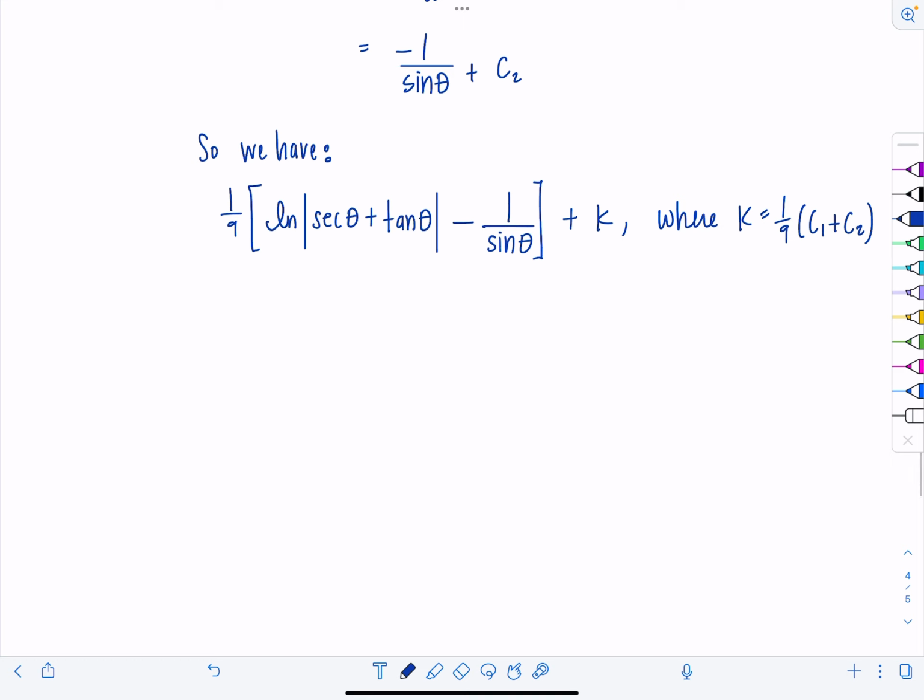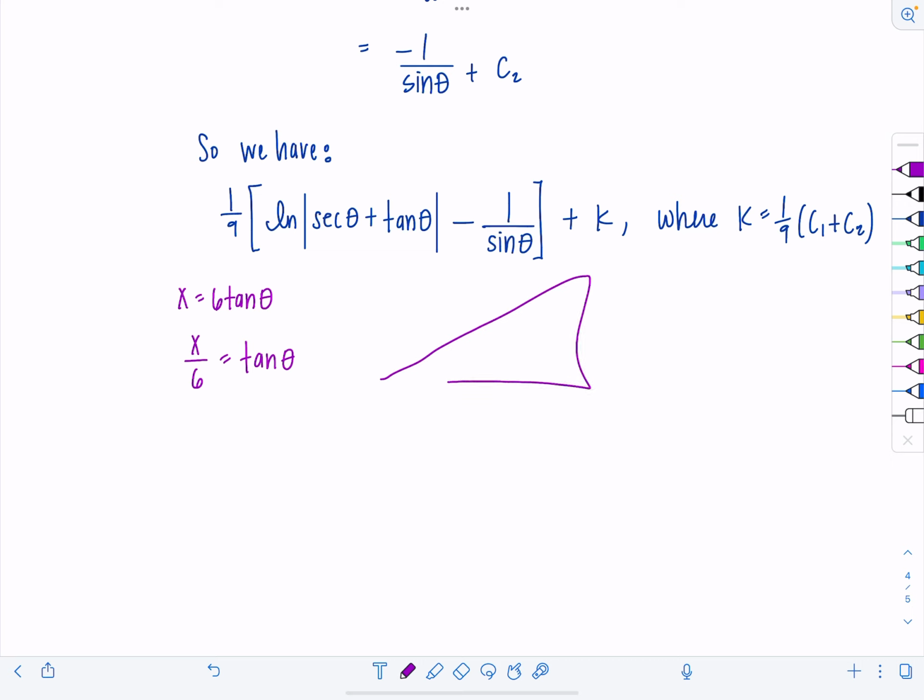Now, remember, we have to rewrite everything in terms of x. And remember, we let x equal 6 tan theta, so it's triangle time. That means x over 6 is equal to tan theta. So let's draw a triangle. Here's theta. Tangent of theta is going to be the ratio of the opposite over adjacent side. So find the hypotenuse, Pythagorean theorem time, it's the square root of x squared plus 36.